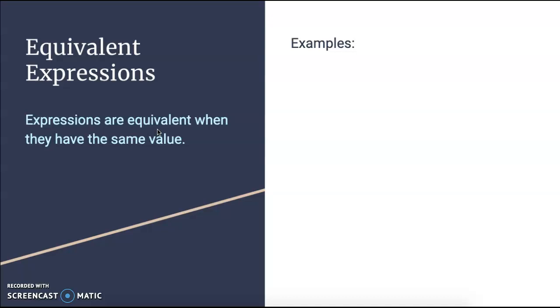So, examples of equivalent expressions. 9x plus 4 and 4 plus 9x, those are equivalent. Even though the order is reversed, they have the same value. This coefficient is positive 9, this coefficient is positive 9, this constant is positive 4, this constant is positive 4. So the order doesn't matter.